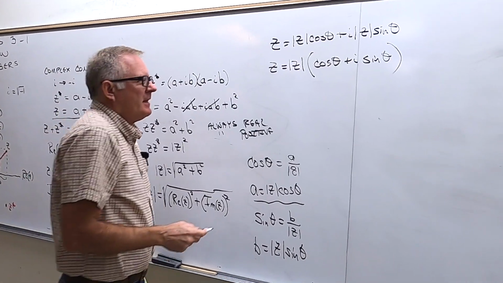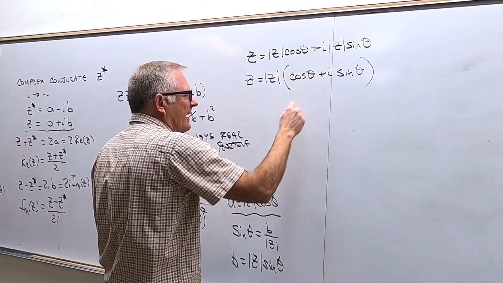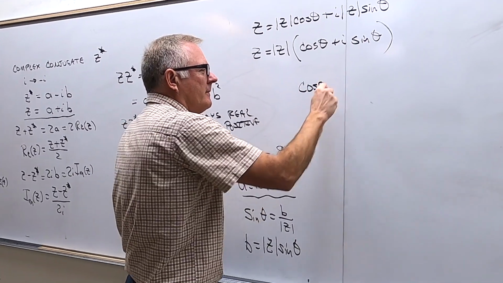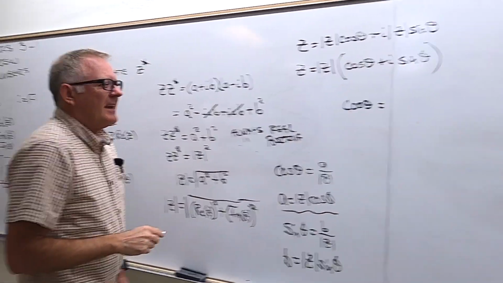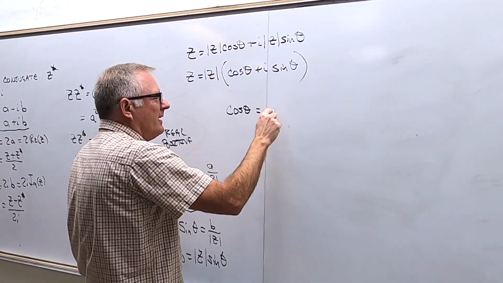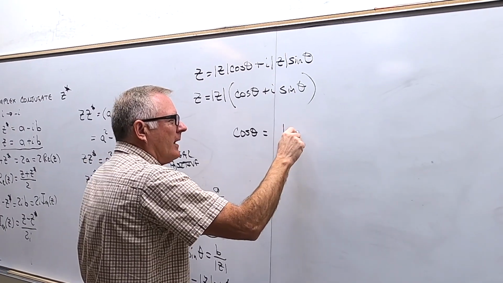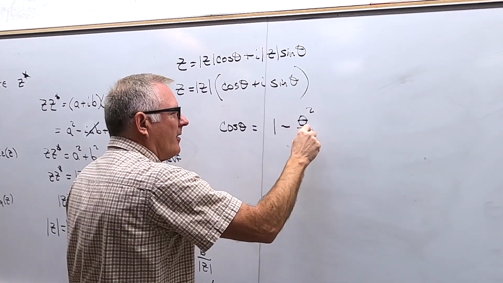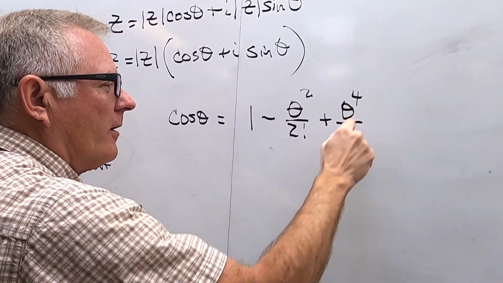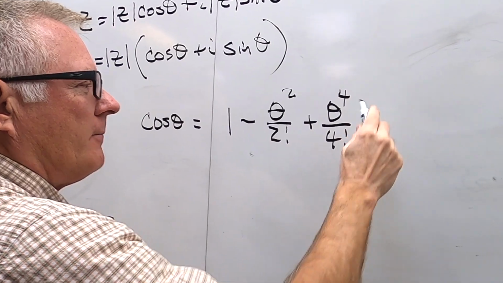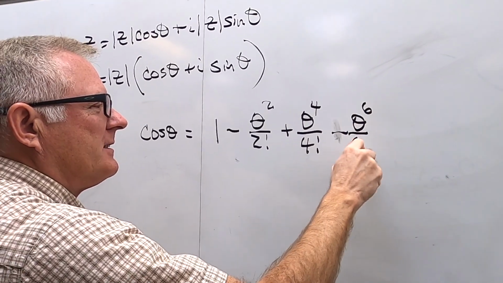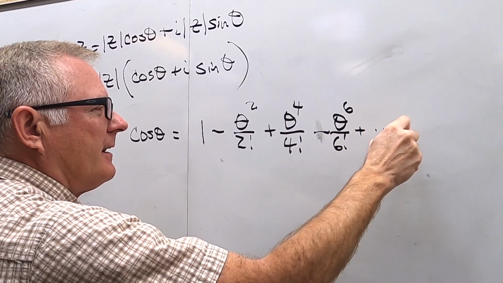Now, if you look at the cosine theta right here, you can write this as an infinite series. If you look at the cosine theta, what is it? It's like 1 minus theta squared over 2 factorial plus theta to the 4th over 4 factorial minus theta to the 6th over 6 factorial plus dot, dot, dot.